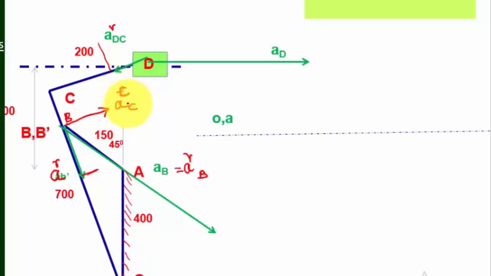So we can take it as AC, the Coriolis component, to be considered for point BB dash. Why are we considering that component? Because the point slides as well as rotates. So we are considering an extra component, AC. These are the components we are going to use.